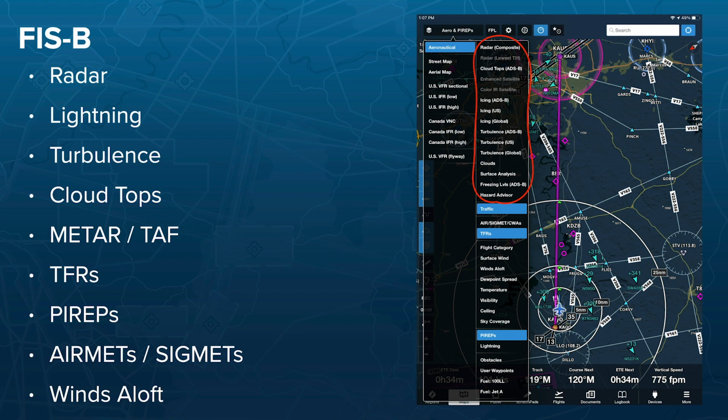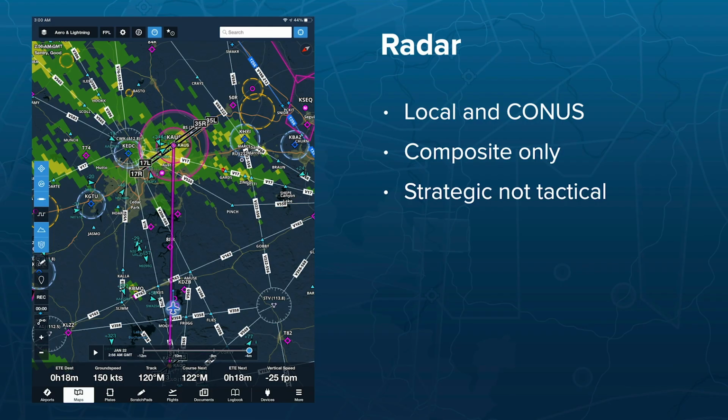For any of these products that are a map layer, you'll be able to see them on the screenshot on the right. Any of the ones that have the little ADS-B after them, those are ADS-B layers, as well as the radar composite layer in ForeFlight. So let's go ahead and cover some of these different weather layers more specifically here, so we can show you some different screenshots.